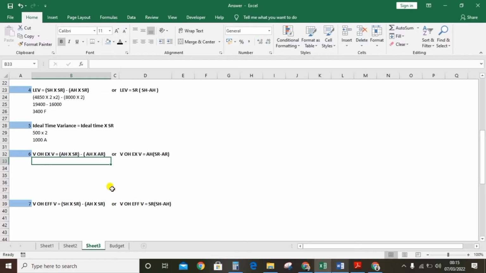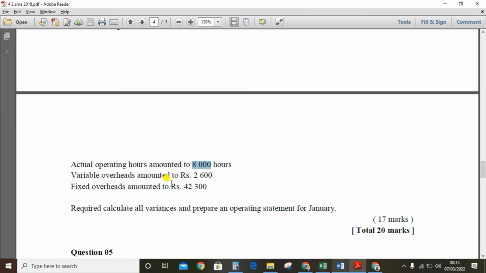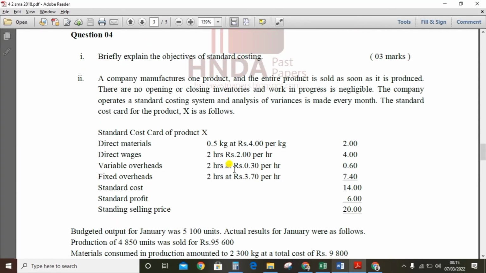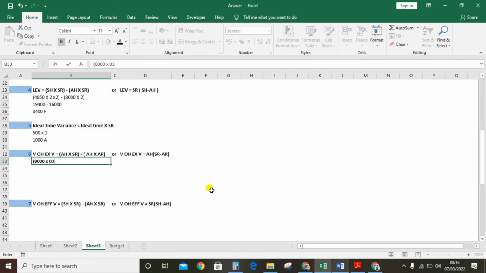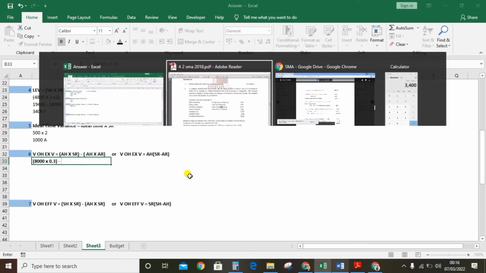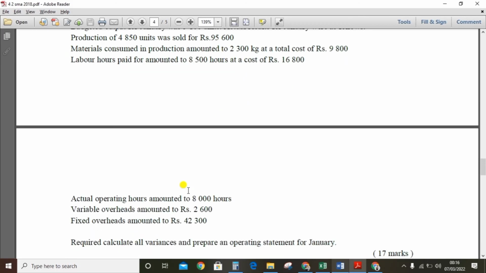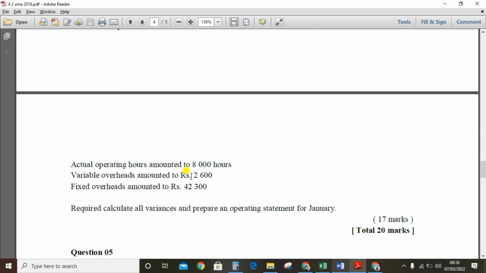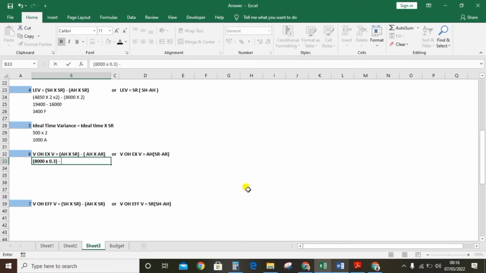So 8 hours is the operating hours, so this is the variable overhead hours. So 8,000 hours actual hours into standard rate. Standard rate per variable overhead 0.3, minus AH into AR, that is the total cost of variable overhead. So total cost of variable overhead 2,600.